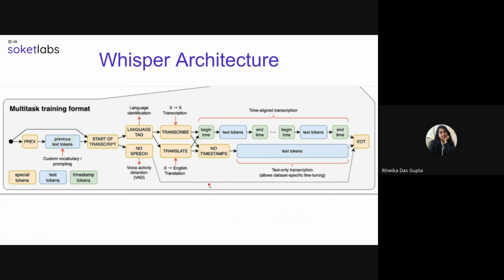So now we come to the Whisper architecture. This part actually comes from the previous token, and after we end, it starts all over again. So it starts from the start of transcription. After starting the transcription, there should be a language tag present, and a no-speech tag, for example if there is music and no voice in it. If there is no speech, then it directly ends the operation.